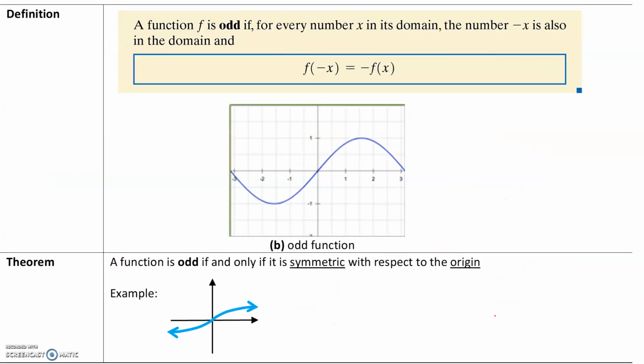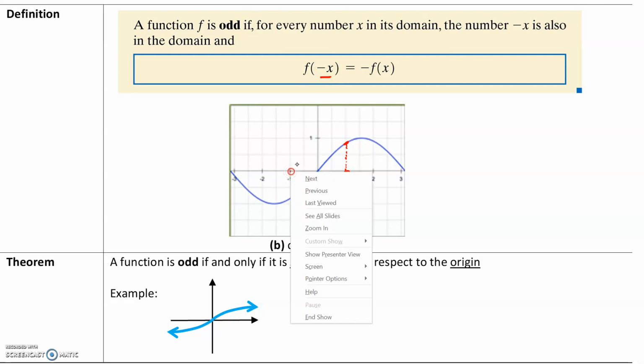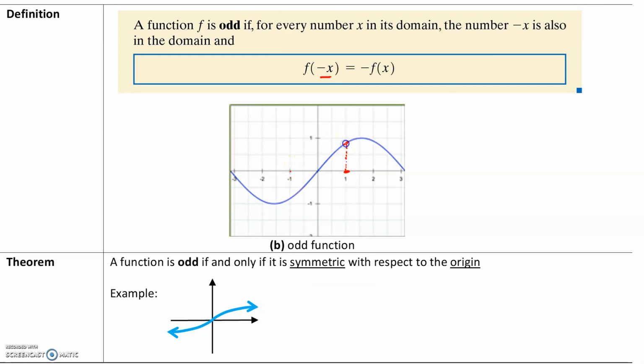Okay, now let's talk about odd functions. For odd functions, f of negative x has to equal negative f of x. Graphically, here's what it looks like. So let me explain kind of what this is saying. So f of negative x, let's take any x value. Let's take x equals 1. The output for x equals 1 is this point. So what this is saying is if we take f of negative x, which means if we take f of negative 1, then this point, the output, actually becomes the negative of that, whatever that output is.